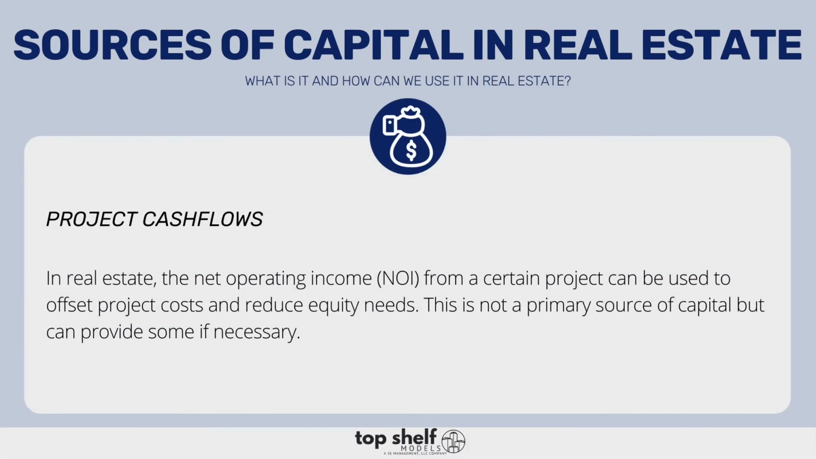And finally, we have project cash flows. This is pretty rare, but in real estate, the net operating income from a certain project can be used to offset project costs and reduce equity needs. This is not a primary source of capital, but can provide some if necessary. For example, if a project is up and running and they have some excess cash flow, they can use that to fund any of the expenses needed to further develop or continue the project.